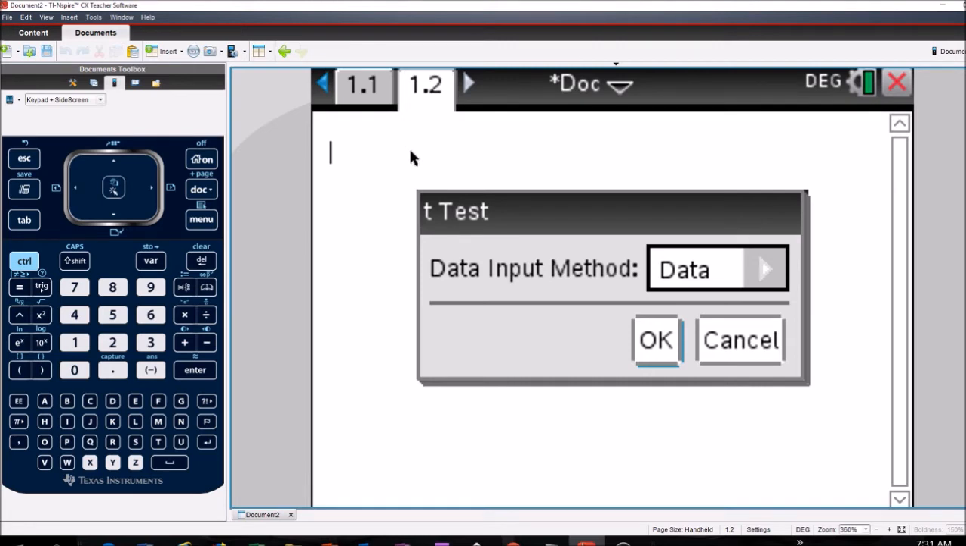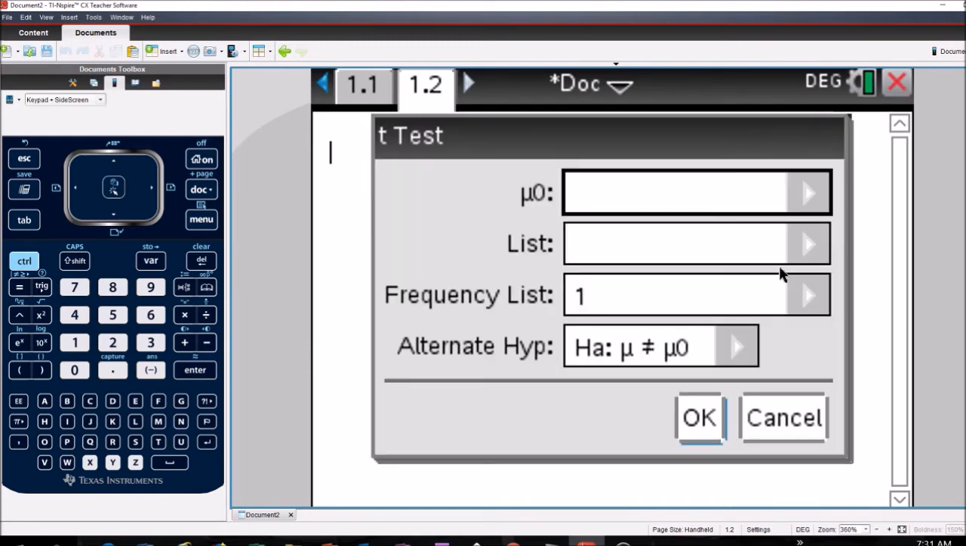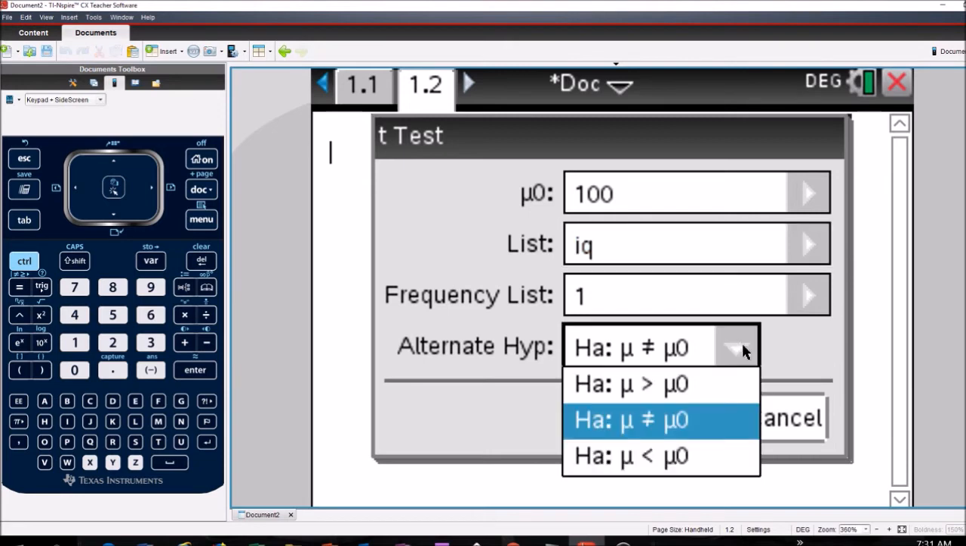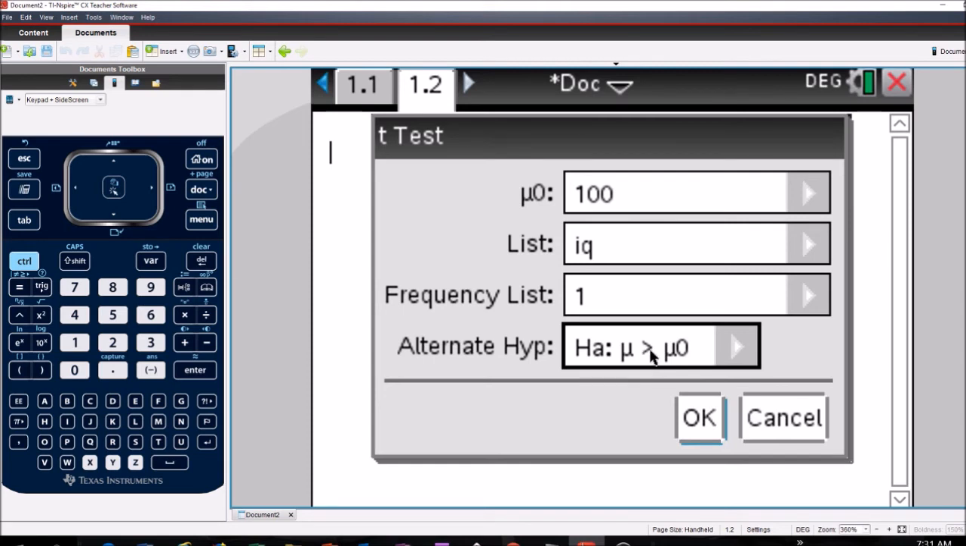Now, what's our input method going to be? We just filled in data. So the other option is statistics. We actually don't have the statistics. We have the data, so stick with that. And then what is our null value? Our null value, we wrote that in our null hypothesis. That was 100. We need to let them know what list we want. We want the IQ list of those data that we had. Don't worry about the frequency list. That basically never comes up in this class. So don't change it either though. And then we said that we thought the mean was going to be higher than the null value. So we need to pick the alternative hypothesis that matches. And let's see what we get.